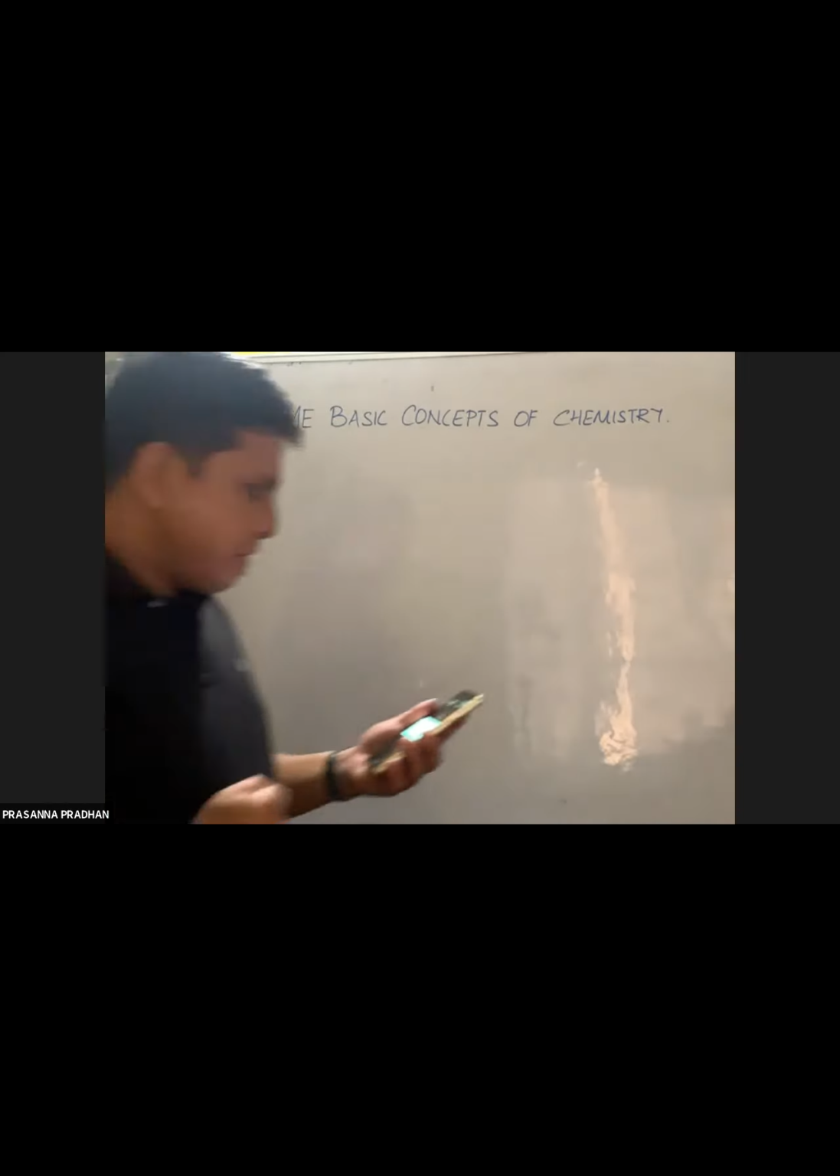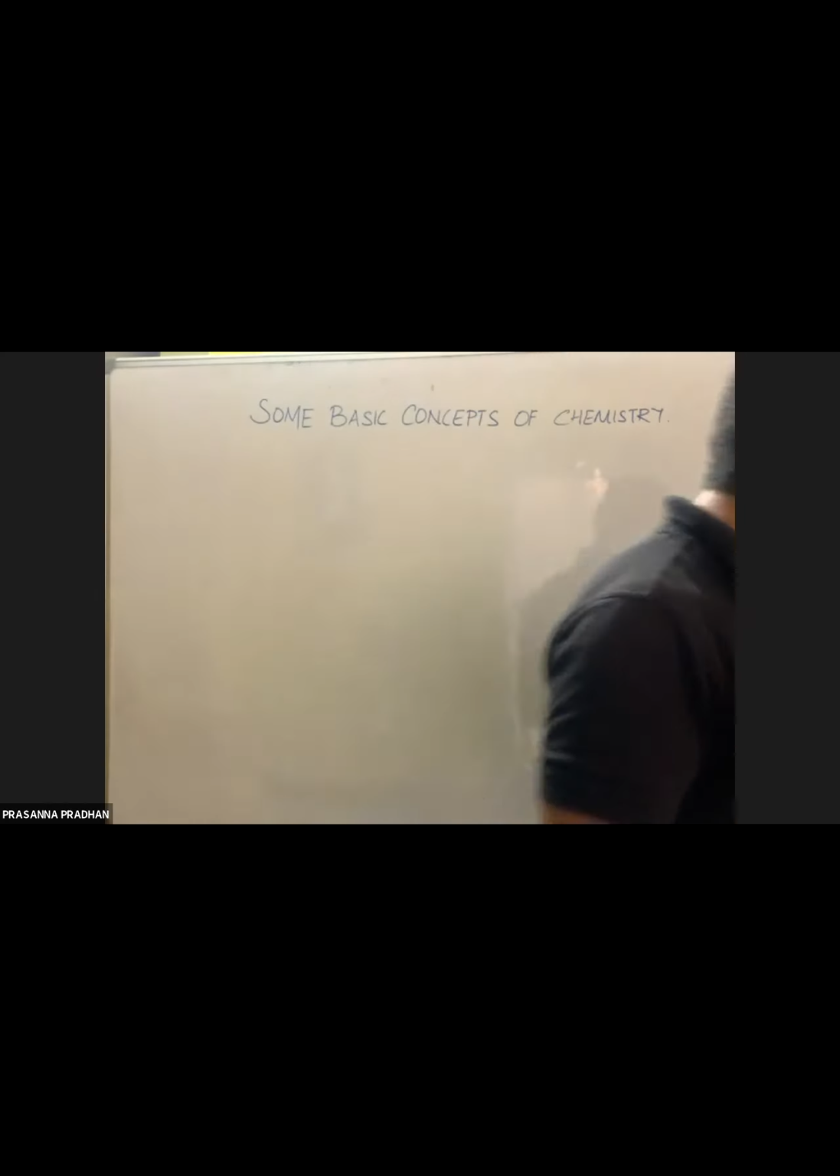So what does the question say? Ten grams of calcium carbonate produces 3.8 grams of carbon dioxide and 6.2 grams of calcium oxide. Represent this reaction in terms of the law of conservation of mass. So it's an easy question.